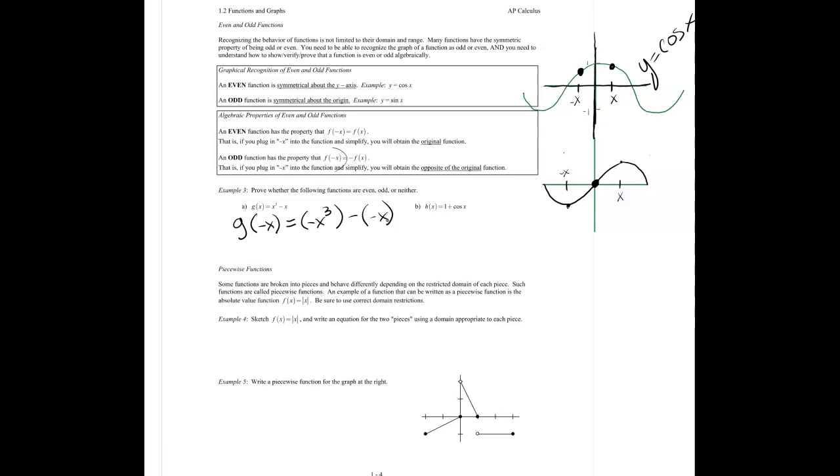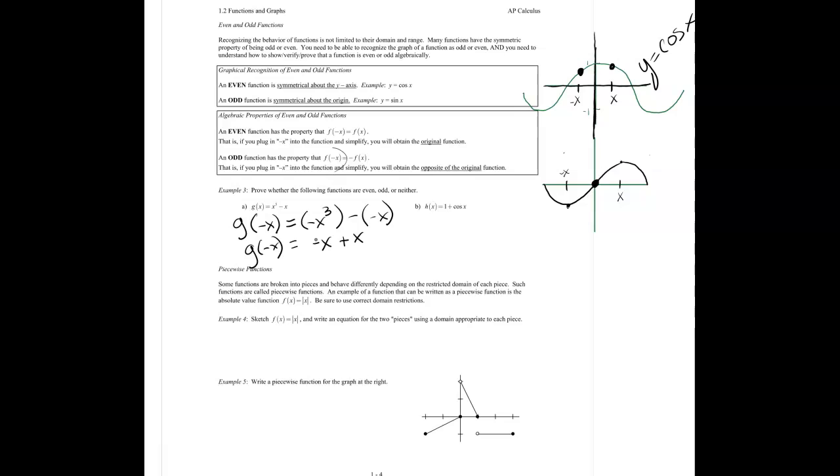Alright, so now I'm going to simplify this as much as possible. Negative x times negative x times negative x is going to give me a negative x cubed in general. And then minus a negative is going to give me a plus x, which is equal to g of negative x. Cool. That's as simplified as I can get that, especially if I was just to plug in a number, for example, instead of just an x. It would turn out to be two different numbers, so that's why I'm not simplifying those x's.